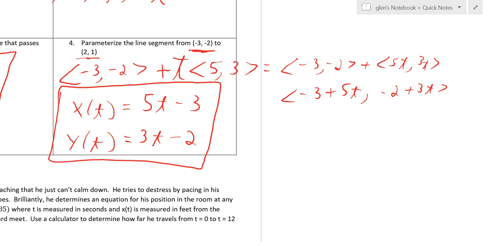If t is 1, it's 5 minus 3. If t is 2, it's 10 minus 3. If t is 3, it's 15 minus 3. Every time t goes up 1, x goes up 5.